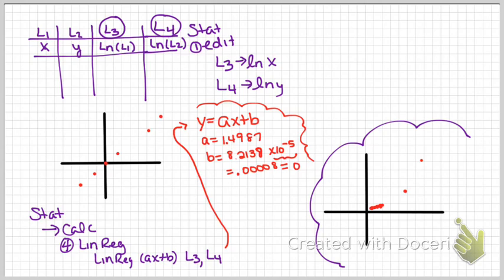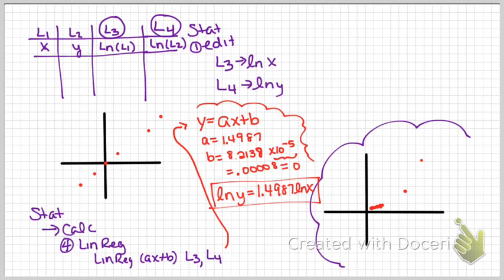So when I go to write my equation, before you would have just wrote y equals, you'd have plugged in A, plugged in B, and you'd have been done with x in the middle there. But remember, we did not just use x and y. We used the natural log of x and the natural log of y. So when we go to write our equation, it's going to be the natural log of y equals 1.4987 times the natural log of x, and then we could put plus 0, but we don't have to put the plus 0. So that is the equation that we were looking for.